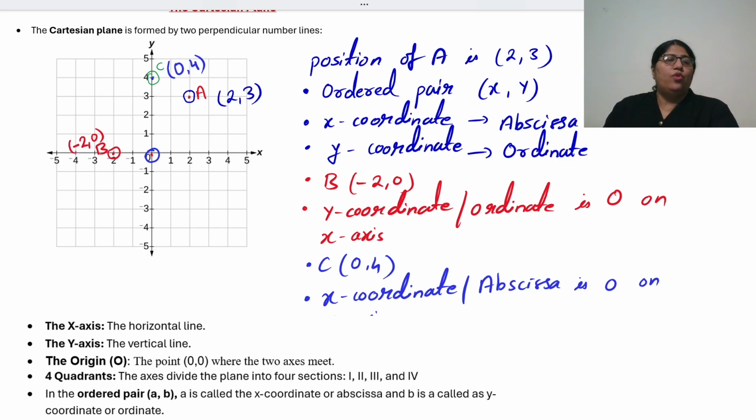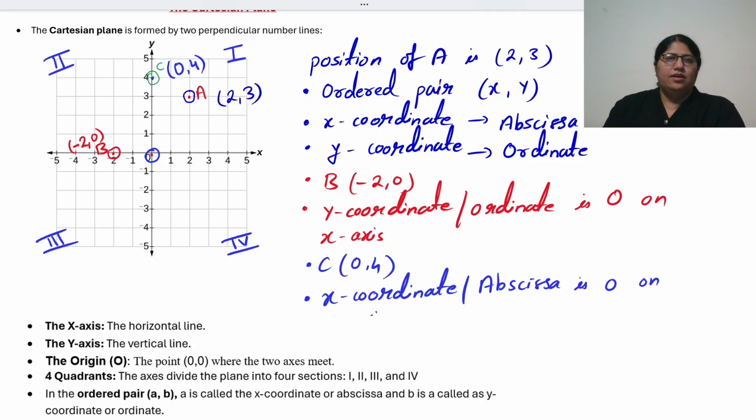Then there are 4 quadrants. From the x-axis, this is known as the first quadrant, this is the second quadrant, this is the third quadrant, and this is the fourth quadrant. Now what is going to be the sign of the ordered pair?